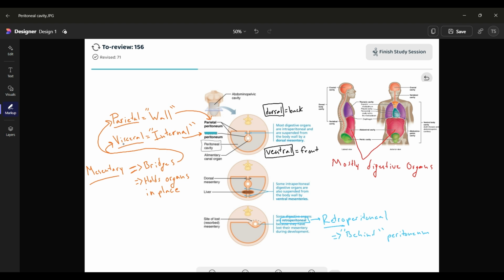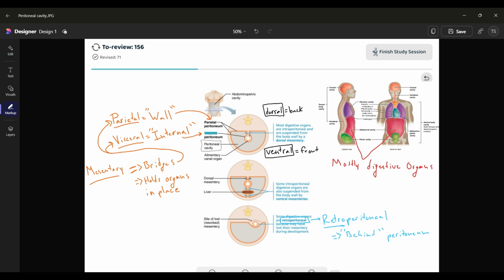Then you have your visceral peritoneum, which is kind of blocked out in this picture for some reason, but I wrote it over here. So the visceral peritoneum is the lining of the peritoneum that goes around the actual organ that's sitting here in the cavity. And so visceral means internal. So if you see that word, you can think internal. Your organs are sitting internally within this peritoneal cavity, right?